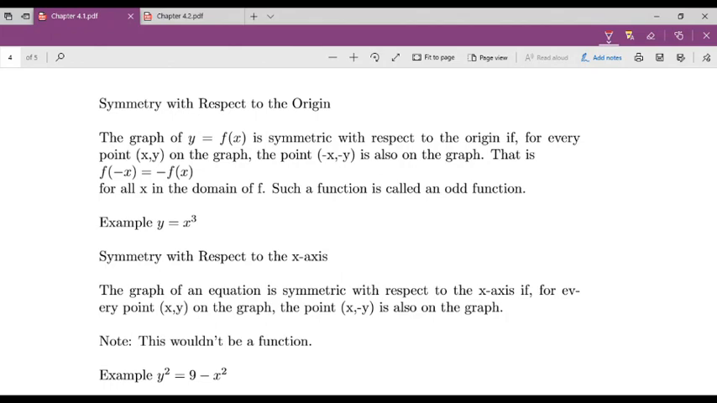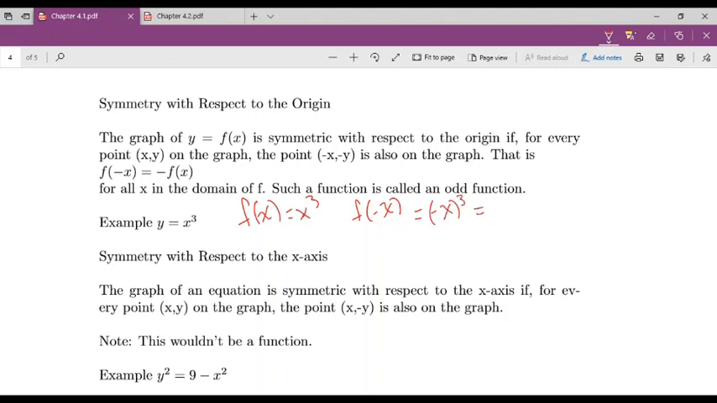So an example of this is y equals x to the third. Essentially what it means is if I plug a negative in on the inside, it's going to give me a negative on the outside. To look at it with our example, it's the same thing as f of x equals x to the third. So if I plug a negative x in, what I get is negative x, to the third.